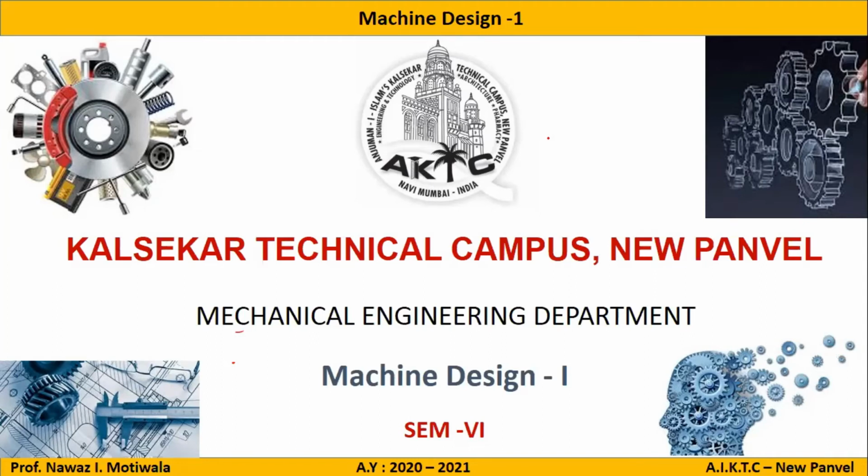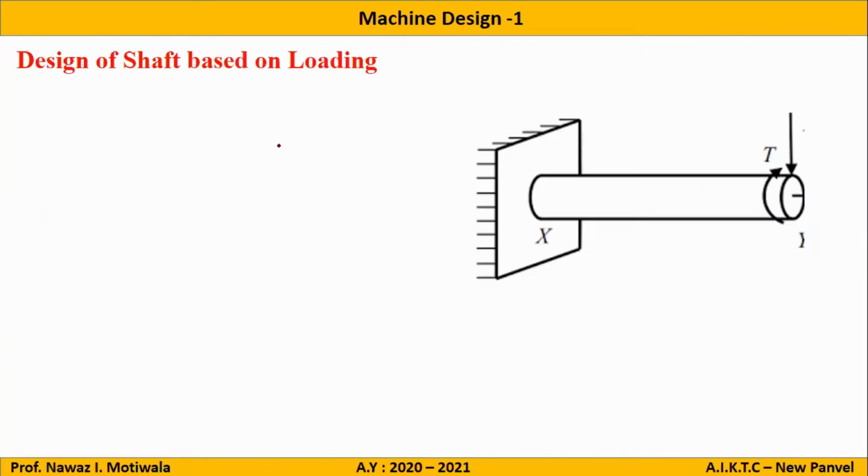Okay, good morning. Design of shaft based on loading, which is combined bending and torsion. So here you can see the shaft is subjected to torque, so it will be torsion, and also it is subjected to a perpendicular load, let us say a load of P. So it is combined bending and torsion. In this case, what you need to do is consider first the maximum shear stress theory.